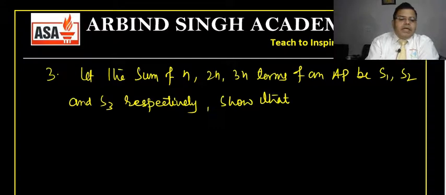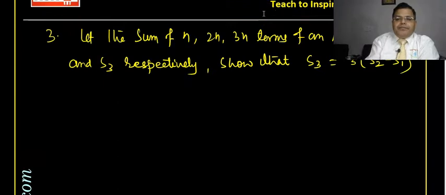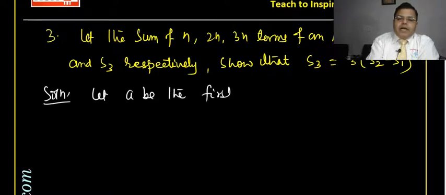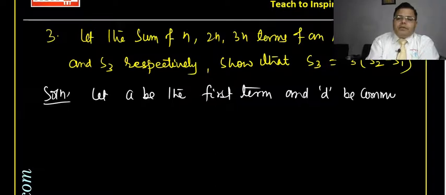So that S3 is equal to 3 times (S2 minus S1). That is what you have to prove here. Solution can be written as: let a be the first term and d be the common difference. Okay, so what will happen?